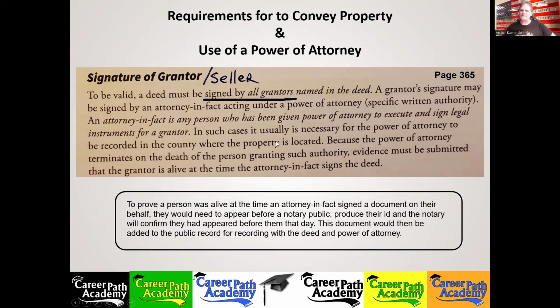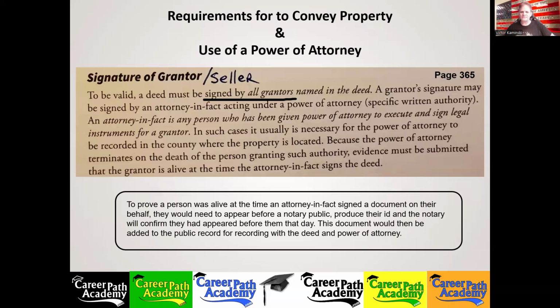However, if you ever do have somebody else sign a document on your behalf pertaining to the sale of your real estate, in such cases, it's usually necessary for a power of attorney to be recorded in the county where the property is located with the rest of the property documents. Because the power of attorney terminates on the death of the person who gave you that authority, evidence has to be submitted that the grantor was alive at the time the attorney in fact signs a deed.